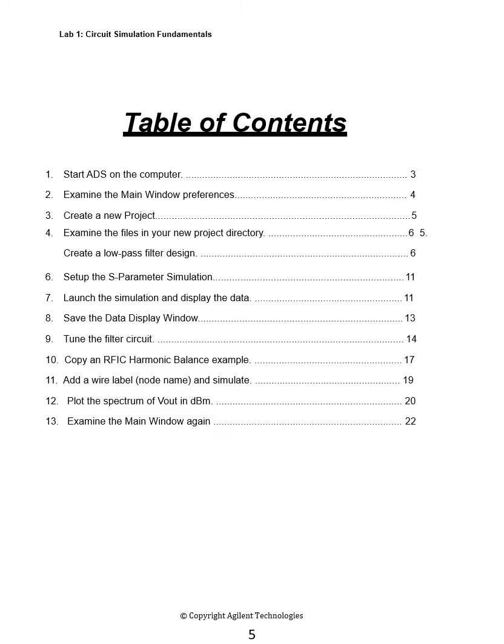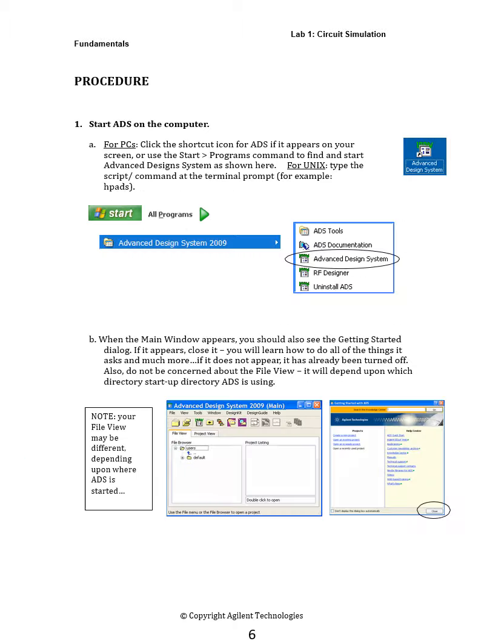This is a table of contents, how we will follow all the procedures in this experiment class on using ADS on our computer system. So here we will start from the procedures. We'll install the software on your computer, start ADS, go to Start and open the ADS Advanced Design System. Then we will follow the next steps as written here.